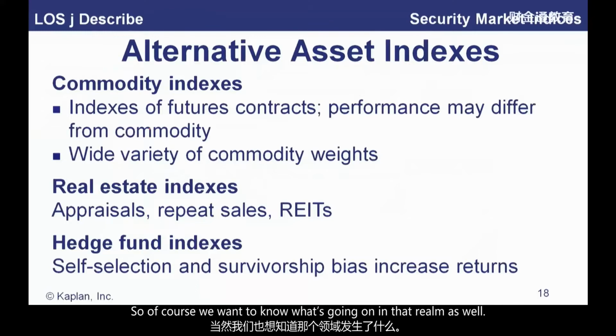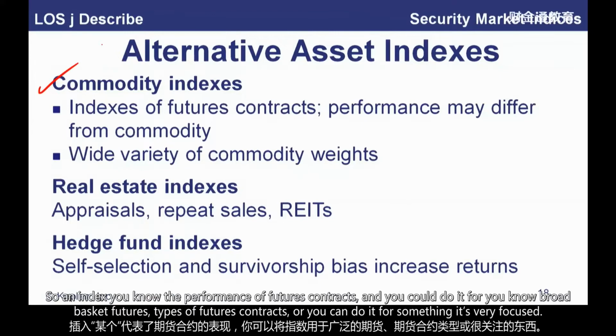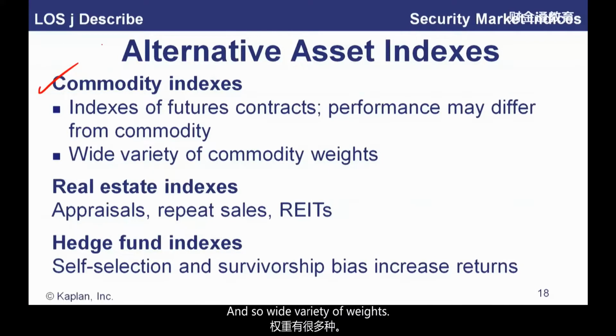Alternative assets, of course, we want to know what's going on in that realm as well. So there's lots of commodity indices out there. So an index of the performance of futures contracts, and you can do it for a broad basket of types of futures contracts, or you could do it for something that's very focused, and so a wide variety of weights.